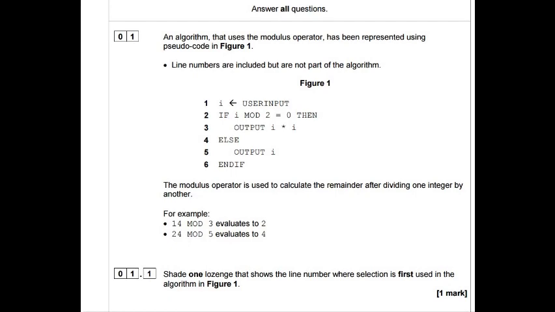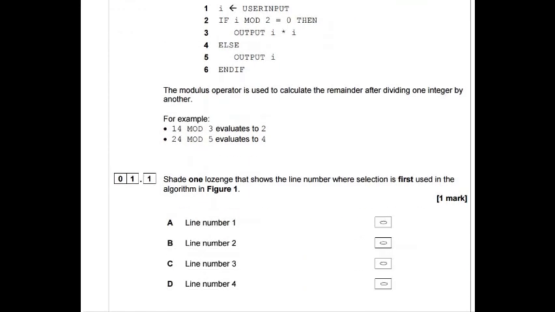An algorithm uses a modulus operator that has been represented using pseudocode in figure 1. Line numbers are included, but they're not actually part of the algorithm. The modulus operator is used to calculate the remainder after dividing one integer by another. So 14 mod 3 evaluates to 2, 24 mod 5 evaluates to 4. The first question: we need to shade one lozenge that shows the line number where selection is first used in the algorithm in figure 1.